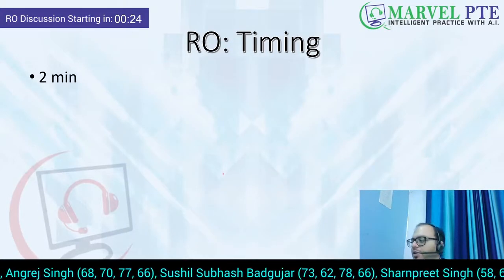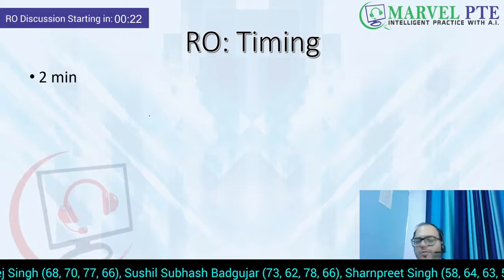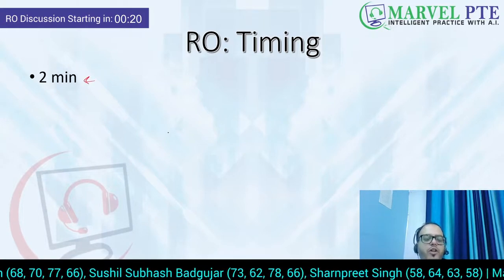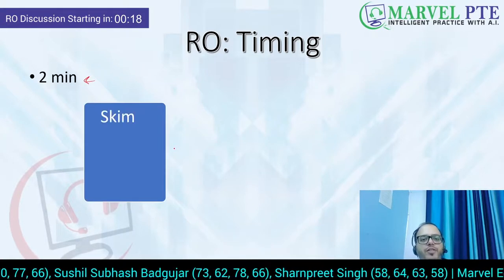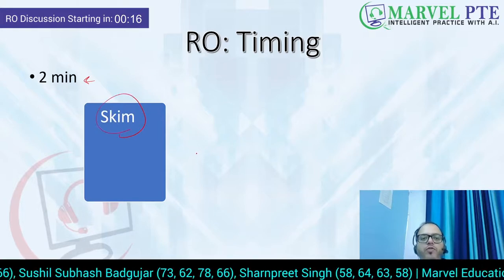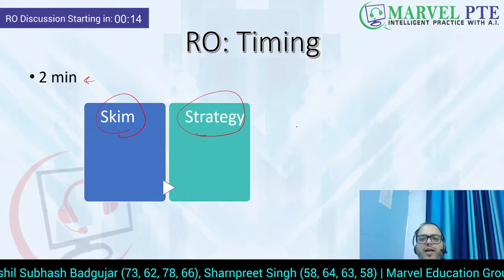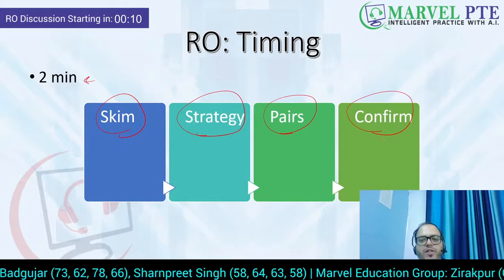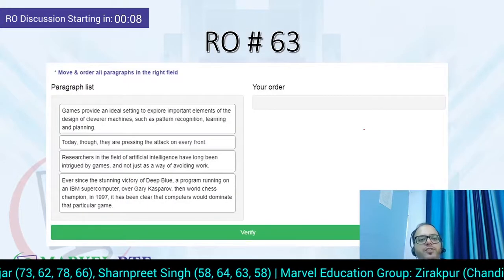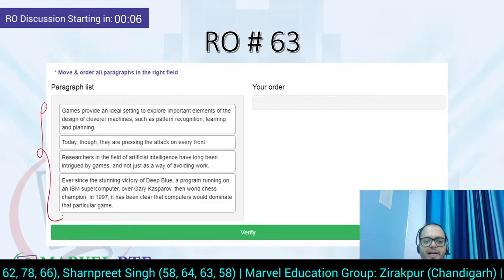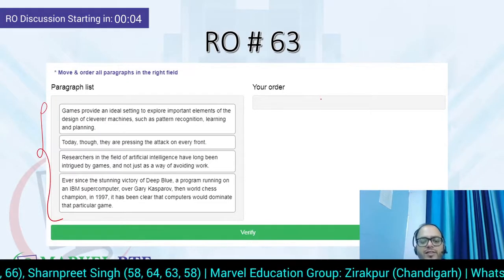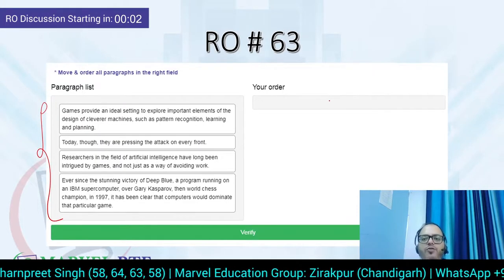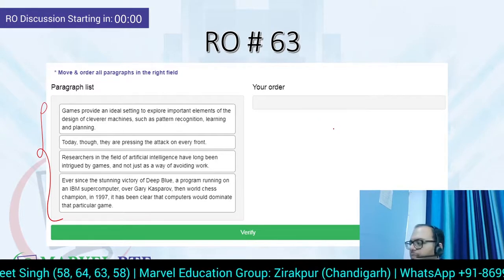Now the time, how much time you can spend: the maximum time you can spend is 2 minutes on one reorder paragraph. In 2 minutes you have to do the skimming of the lines, then you have to apply the strategies, make the pairs and then confirm if the pairs are correct or not. This is today's reorder paragraph, and as usual I'm going to give you 30 seconds to skim through this. After that we are going to discuss it.